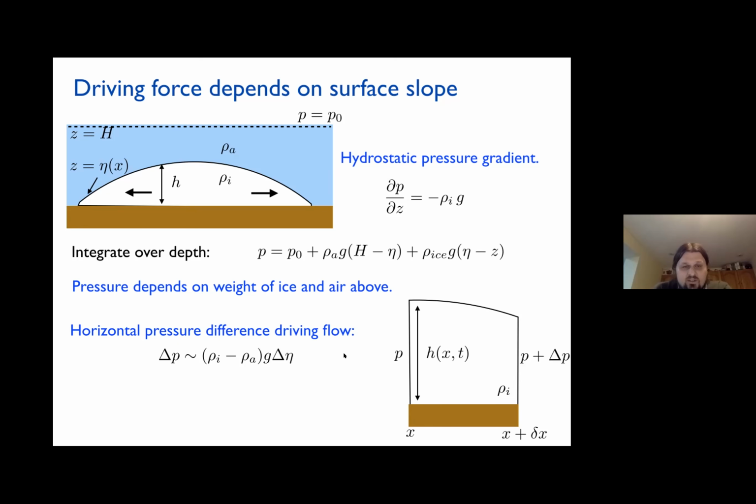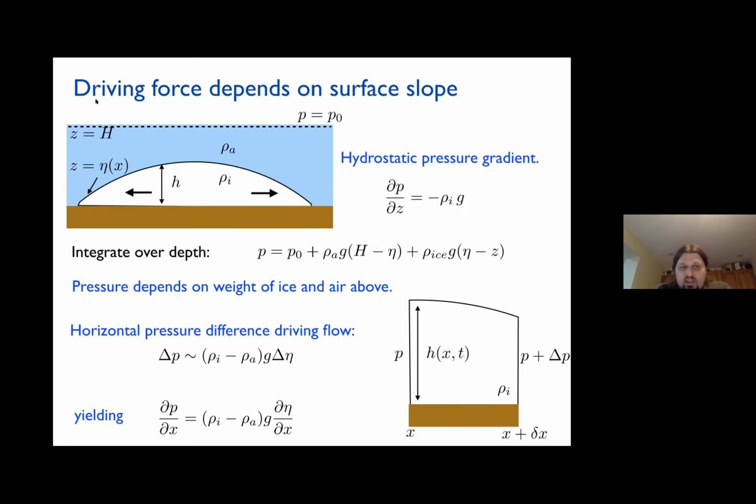So this means, in general, if you're interested in pressure gradients, which are going to be key for driving flow, as we're going to see in a second, the horizontal pressure gradient is going to depend on the density difference between ice and air, and gravity. But the key thing here is that the thing that's going to vary in this particular flow is the surface slope. So you get a driving force from the pressure gradient that's linear in the surface slope.